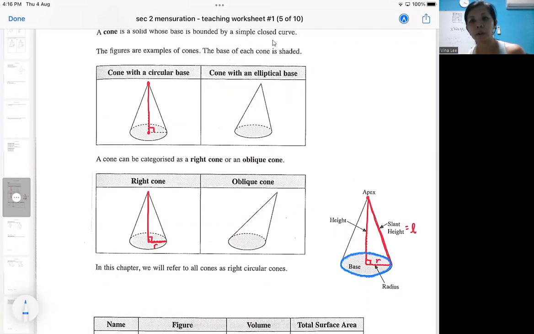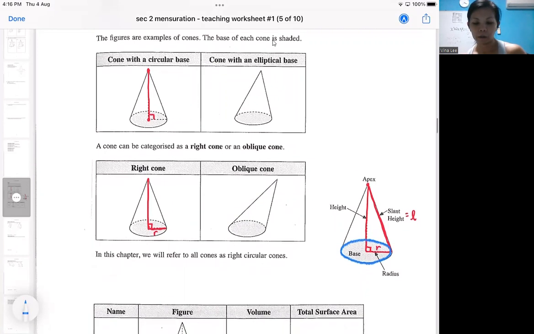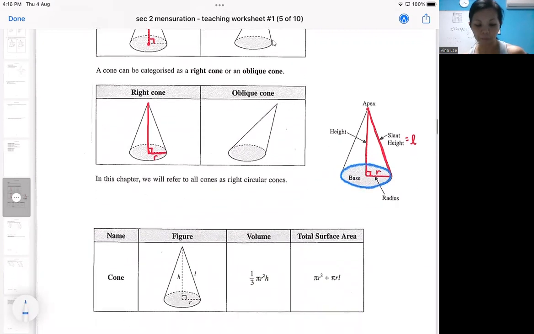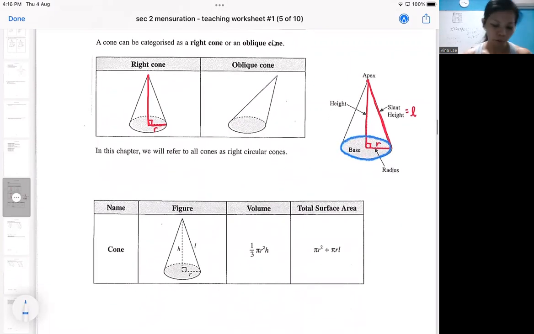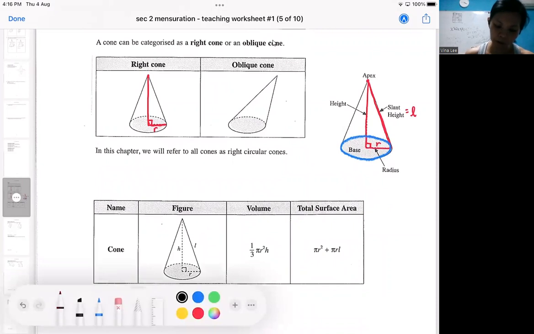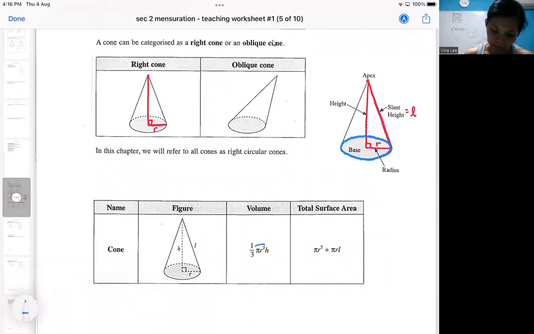If we see a cone as a part of the pyramid family, that means the volume is 1/3 base area times height. So the base area will be a circle. The volume should very much follow the volume of pyramid, except that we change the base area to a circle because that is the base area.